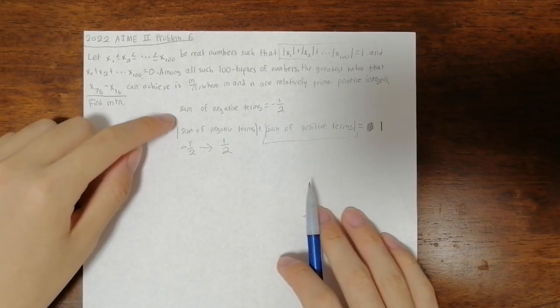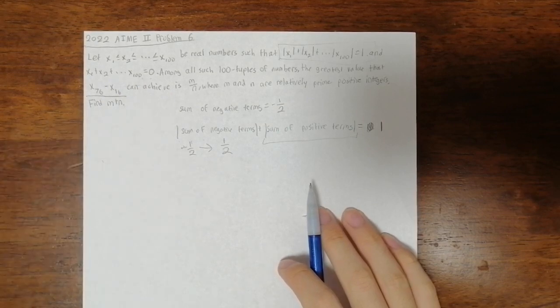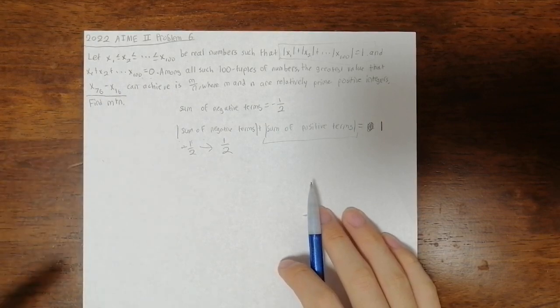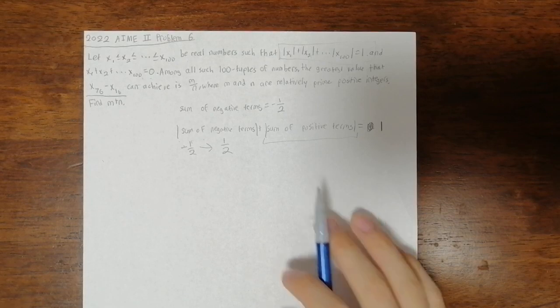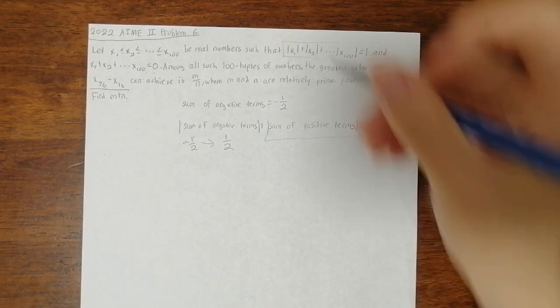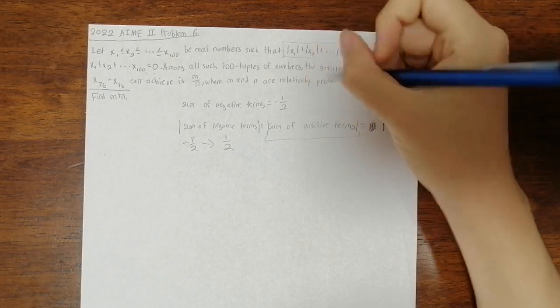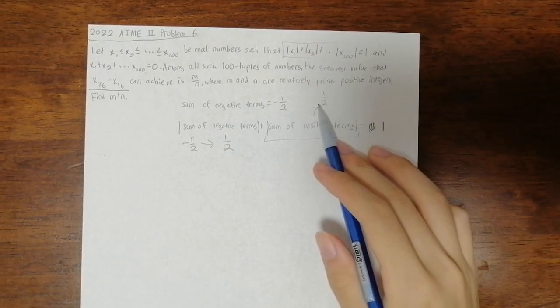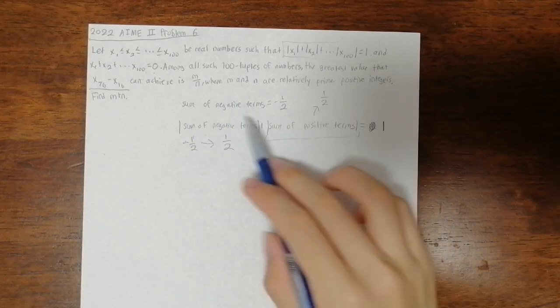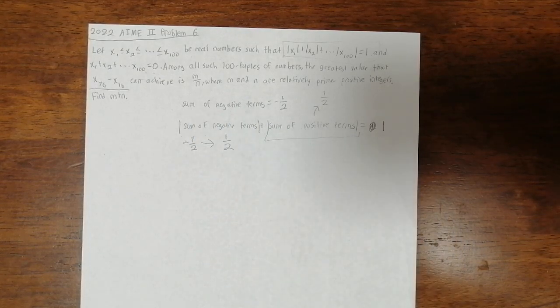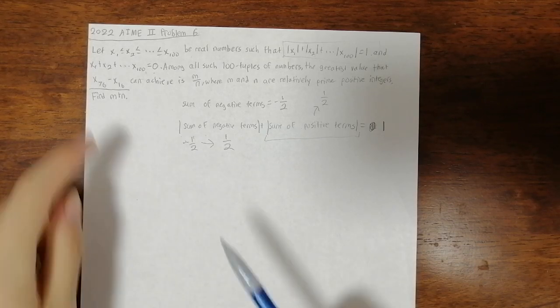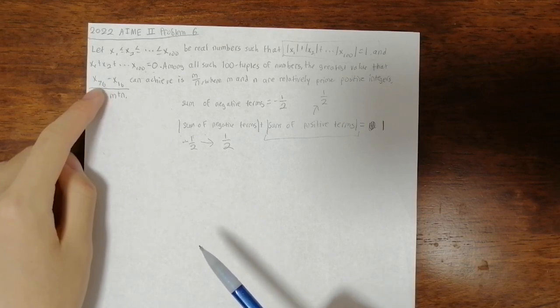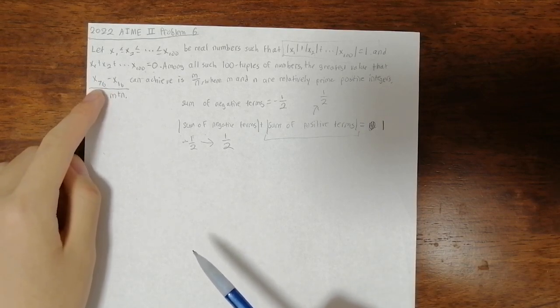And so if we know that the sum of the negative terms is negative 1/2, what does that tell us about the sum of the positive terms? That means that the sum of the positive terms is 1/2, or positive 1/2. So I'm just going to write the arrow here as this is equal to 1/2 because the sum of these two quantities is going to give us all the terms in the sequence, and that's equal to 0 according to the problem. Okay, now how can we maximize x sub 76 minus x sub 16?